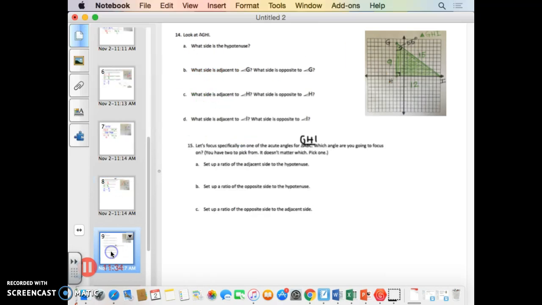Okay, then we can do the same thing for GHI. The hypotenuse, of course, is 15. If you're looking at G, adjacent to G is 9. Opposite G is 12. Adjacent to H, well, this is the right angle, so I'm not going to do anything. And then adjacent to I would be 12. Opposite I would be 9. So you can see that they're opposite depending on what you're looking at.